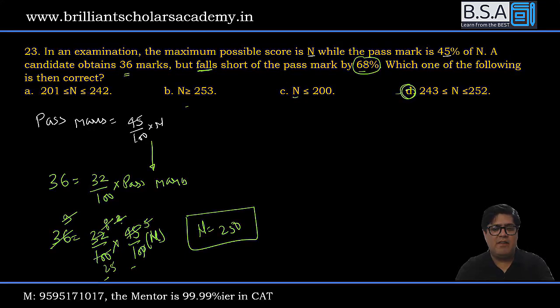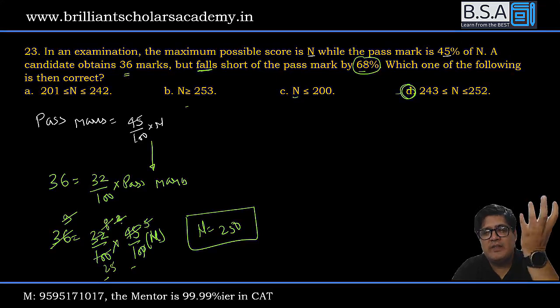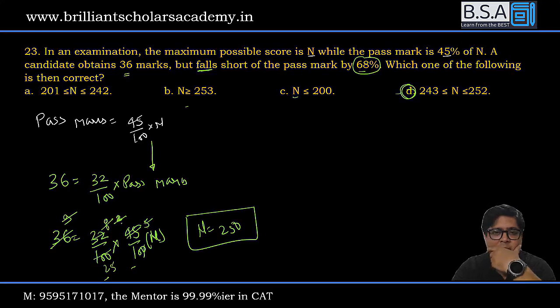बहुत ही आसान सवाल है. Very easy question. Is the approach clear? When you fall short by something, you fall short by 68%. That means you achieved 32%. वो सिखाना चाह रहे थे. When you fall short by 68%, you achieve 32%.